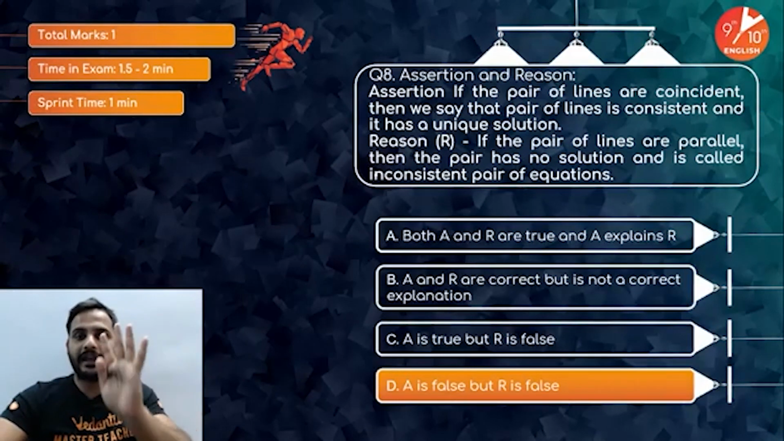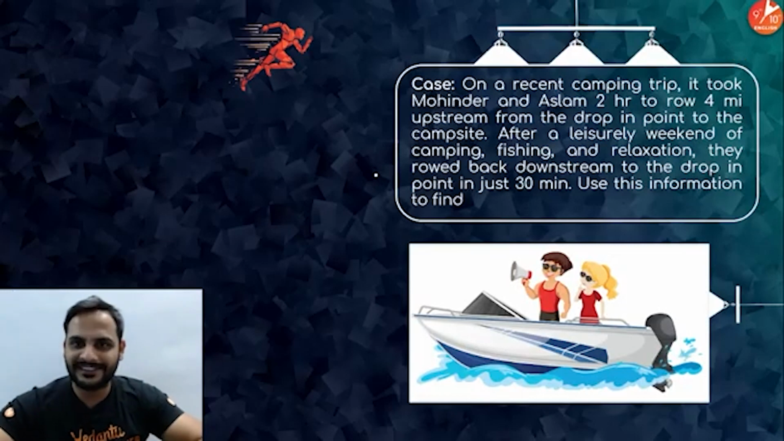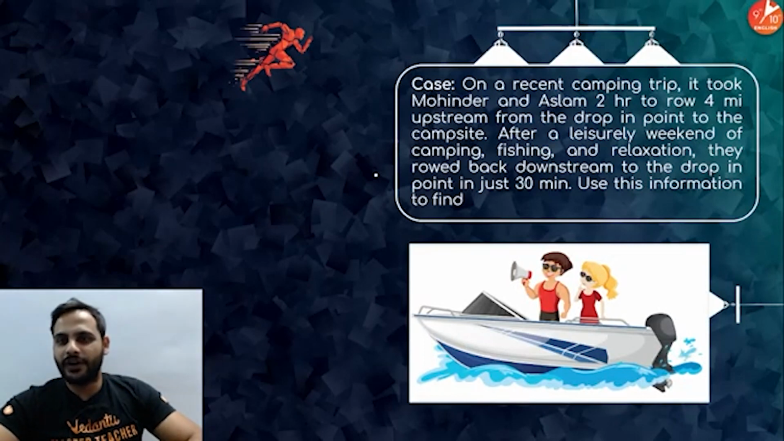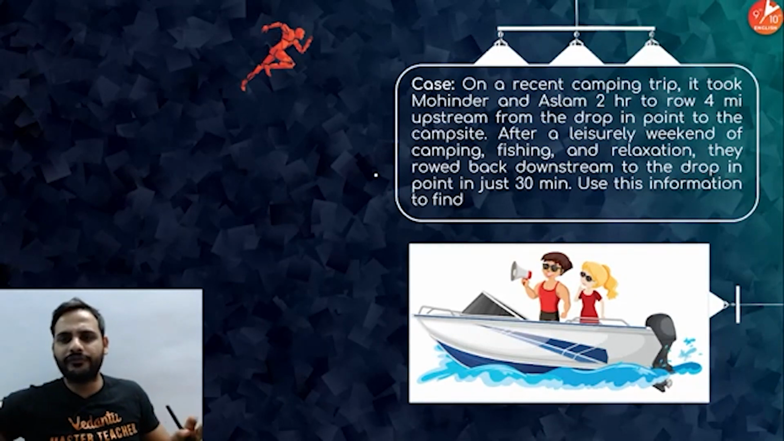I have described everything in detail. Okay, so now let's do a case study based question. Look, what it says: on a recent camping trip, it took Mohinder and Aslam 2 hours to row 4 miles. Row means boat, so rowing. Row 4 miles upstream from the drop-in point to the campsite.